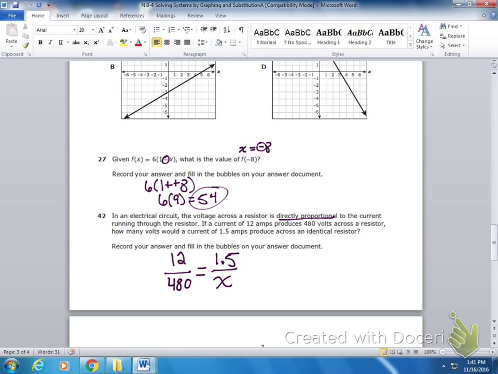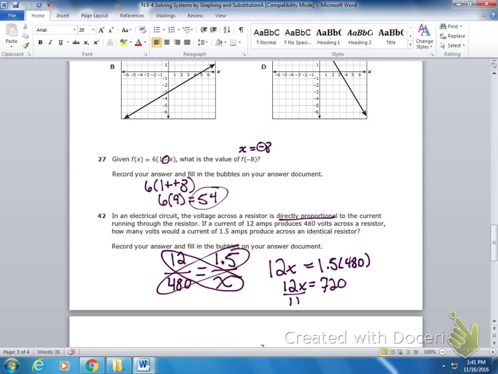So I can do cross multiplication here. I have to do 12 times x, which is 12x, and that equals 1.5 times 480. I'm going to write that one out. So that means 12x equals, and I got that to be 720. I divide both sides by 12, and I got that x equaled 60.